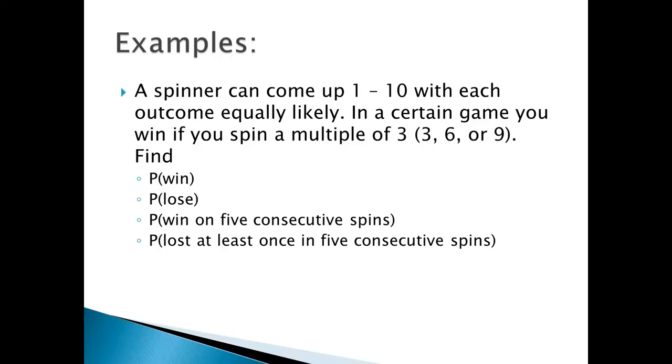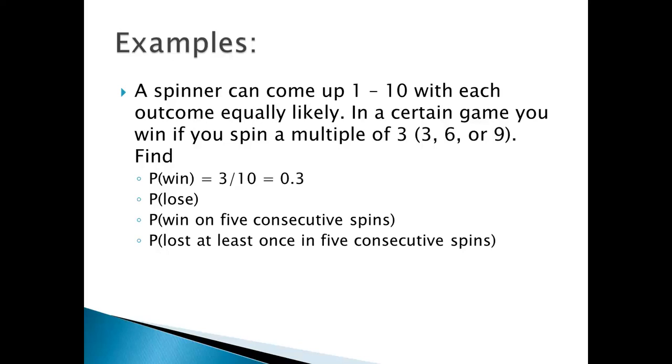So here's an example. A spinner gives you a number from 1 to 10. It's like a spinner in a children's game, and each outcome is equally likely. In a certain game you win if you spin a multiple of 3: 3, 6, or 9. Find the probability that you win, the probability that you lose, the probability that you win on 5 consecutive spins, and the probability that you lose at least once in 5 consecutive spins. So why don't you think about these and see if you can answer them before going on to the next slide. Just go ahead and pause the video.